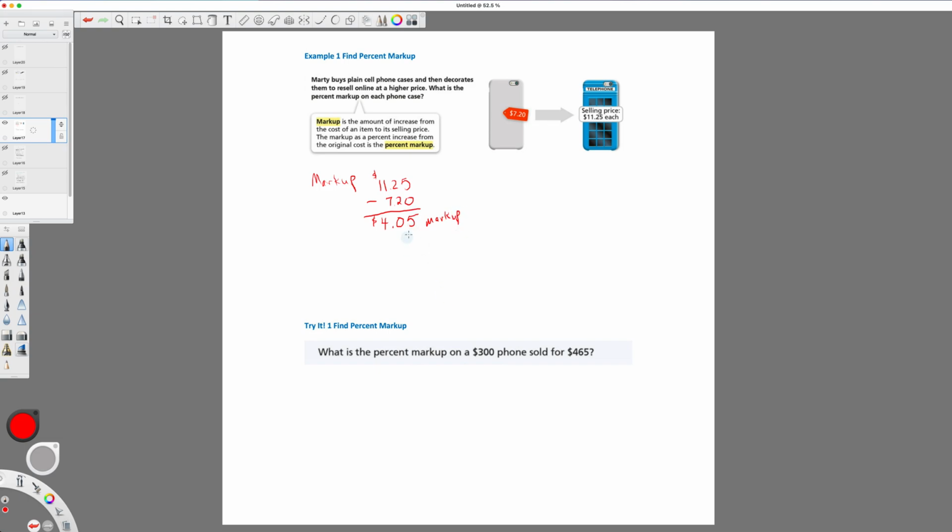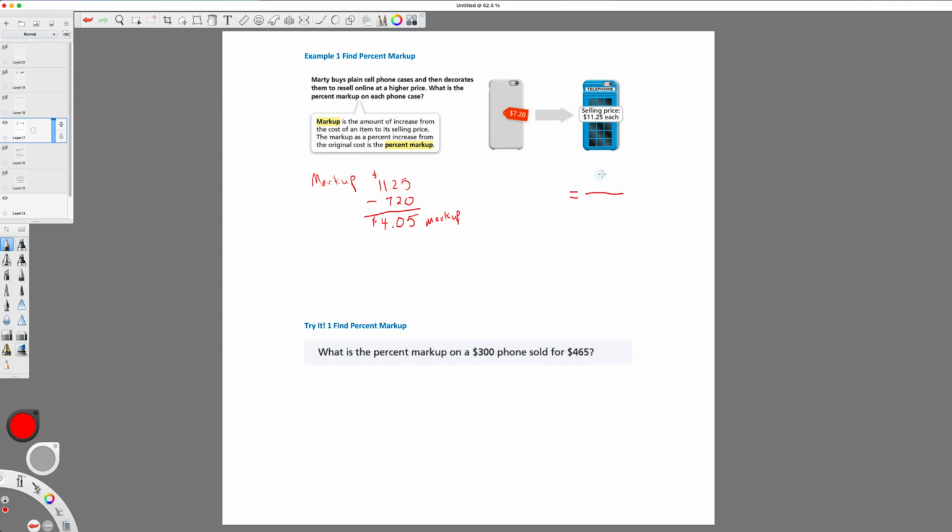So he adds $4.05. That is the markup. But the question is, what is the percent markup? Really, this is just asking what percent of his cost is this? So we could use either the equation or the proportion. I'll use the proportion. You all seem to like that.